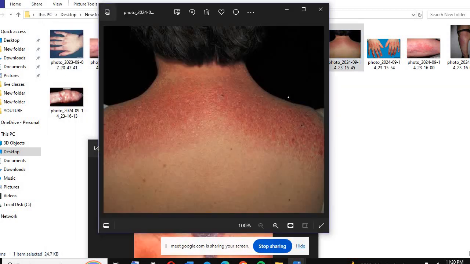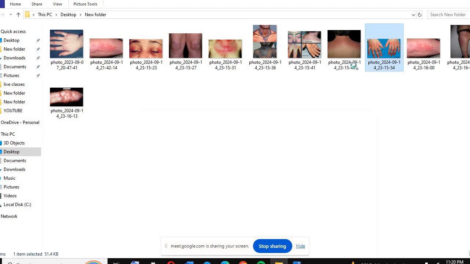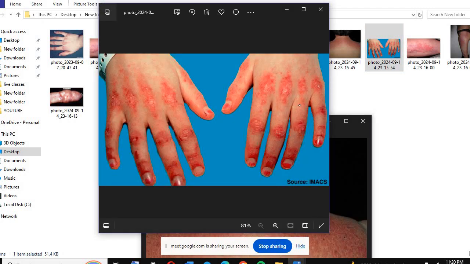After that, you can see this sign. This sign is known as the shawl sign. That is seen on the back, on the posterior surface of the neck. And again, these are the Gottron's papules, and above the Gottron's papules you are seeing the linear erythema.